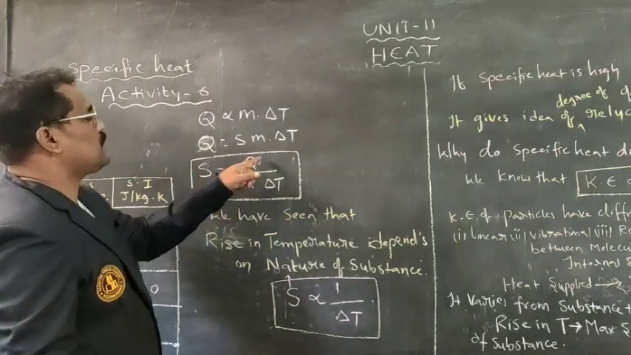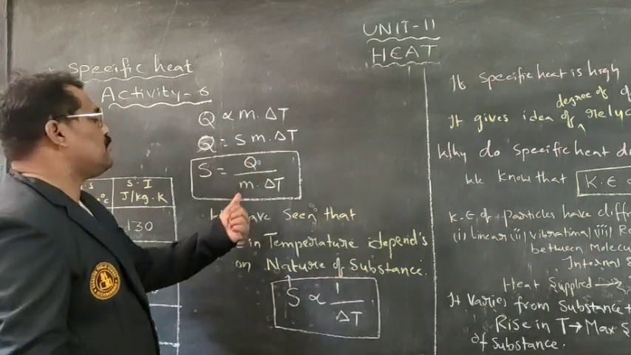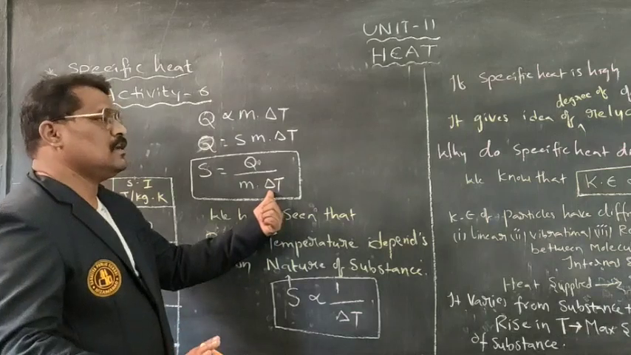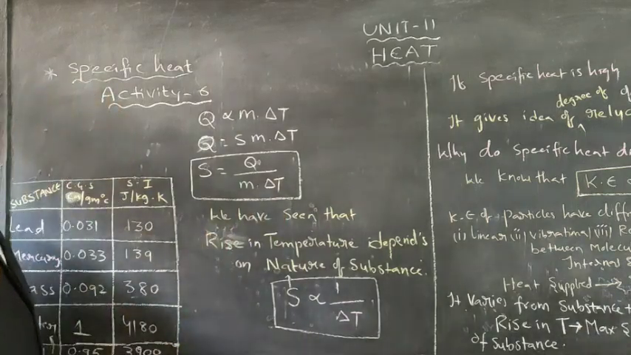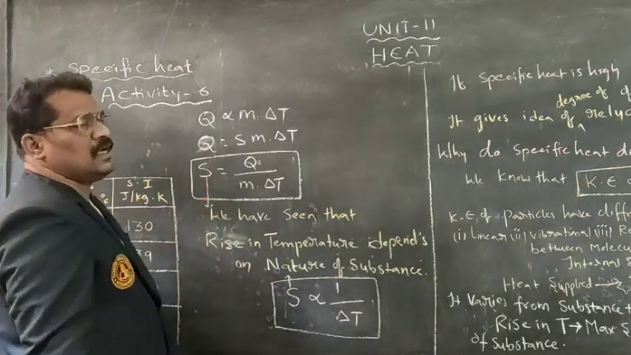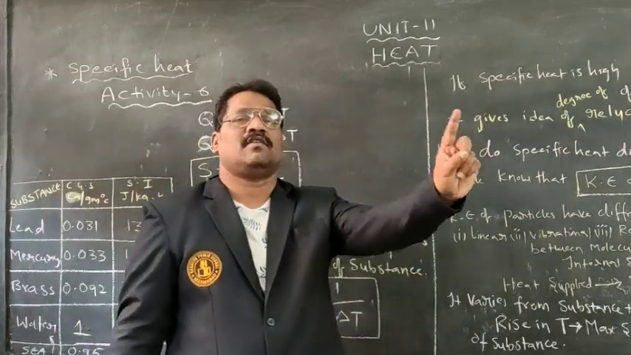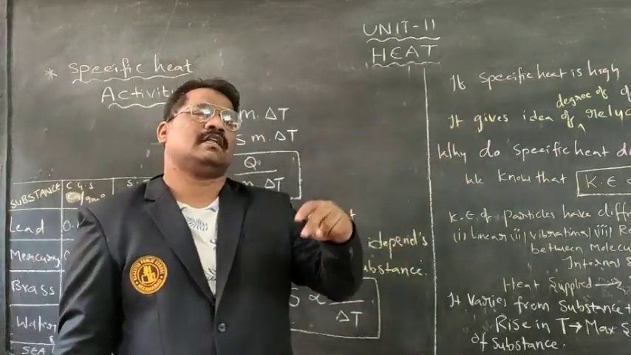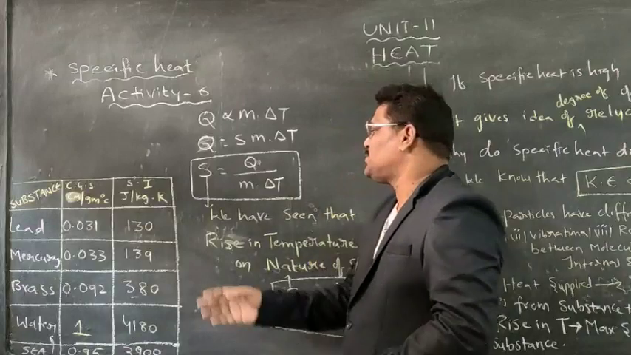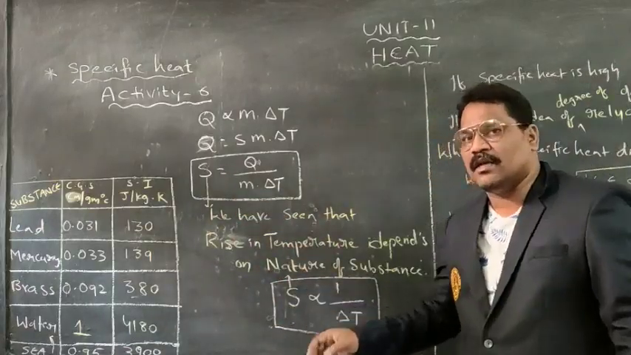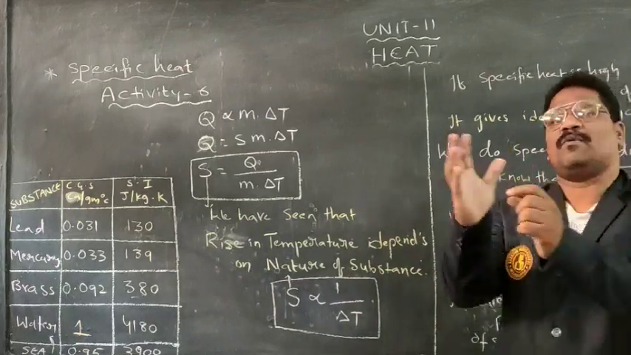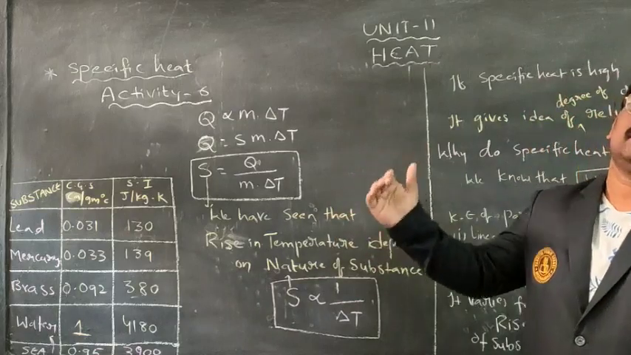Therefore, S is directly proportional to quantity of heat produced and inversely proportional to mass of the body as well as change in temperature. We have seen clearly that the specific heat of a substance depends upon 3 factors. One is nature of the substance, second one is change in temperature, third one is mass of the substance. We know clearly that rising temperature mainly depends upon nature of material. Depending upon the nature of material, temperature rising can take place.